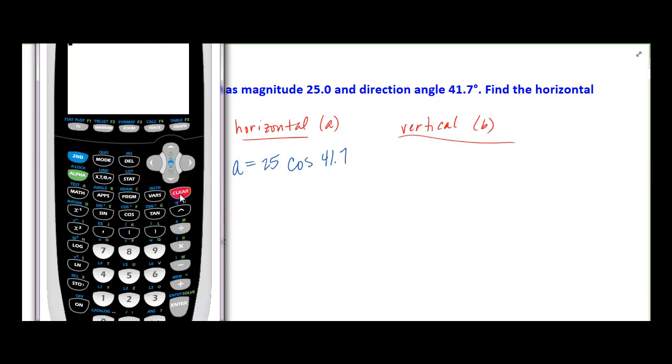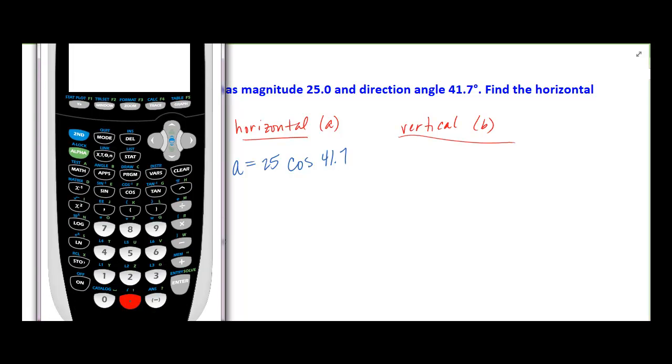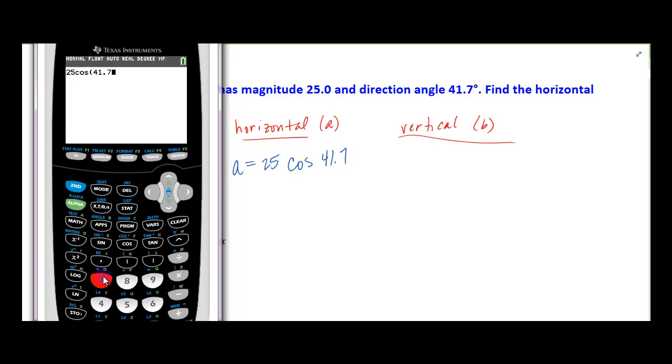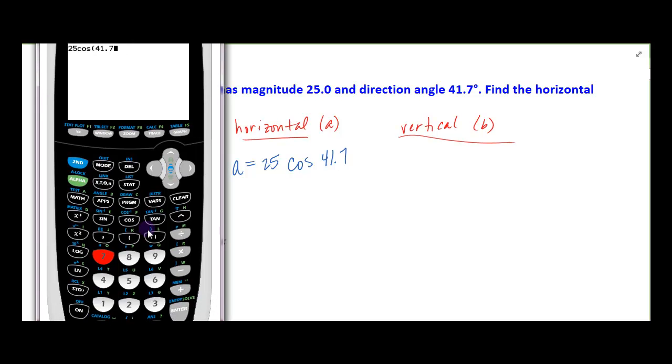So let's clear this out. We've got 25 times the cosine of 41.7. Oops, too much moving there. And hit enter. Now I am in degree mode because that's what I was in just a moment ago, and I know that we're doing degrees here, so I can find that the horizontal component is 18.7, and we're going to do a similar thing with the vertical component.